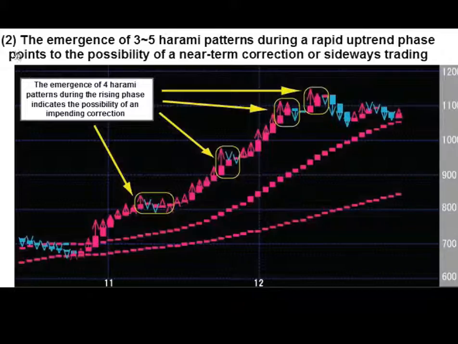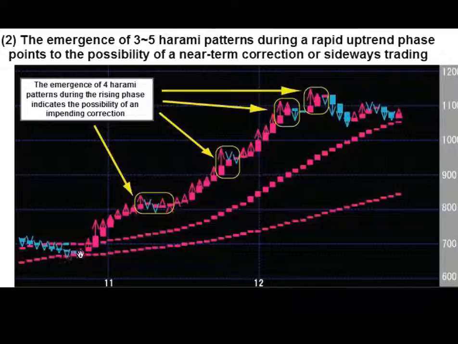Now we're on to rule number 2 here regarding Masuda Ashi shadows. Well, let's read this from the top. The emergence of 3 to 5 harami patterns during a rapid uptrend phase points to the possibility of a near-term correction or sideways trading. So the conclusion is the same. We're looking for an indication of a likely near-term top, which we expect to be followed by a near-term correction or sideways trading, i.e. the share price is going to trade flat or go down.